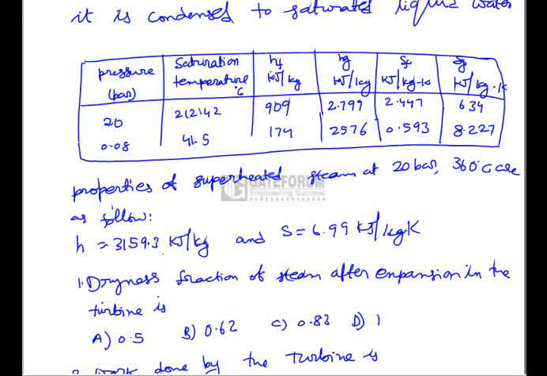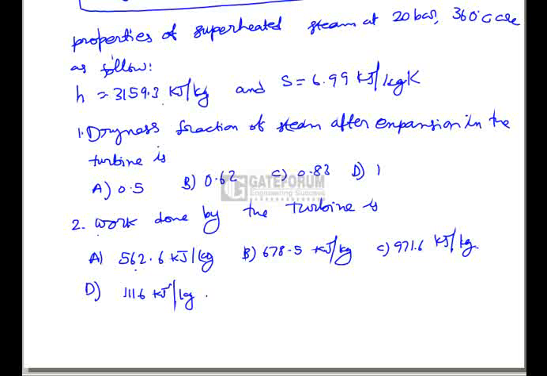The first question is, the dryness fraction of steam after expansion in the turbine is. Options are 0.5, 0.62, 0.83 and 1. Here 1 gives the saturated vapor line. Let us see. And coming to the second question, work done by the turbine is 562.6 kJ per kg, 678.5 kJ per kg, 971.6 kJ per kg and 1116 kJ per kg.